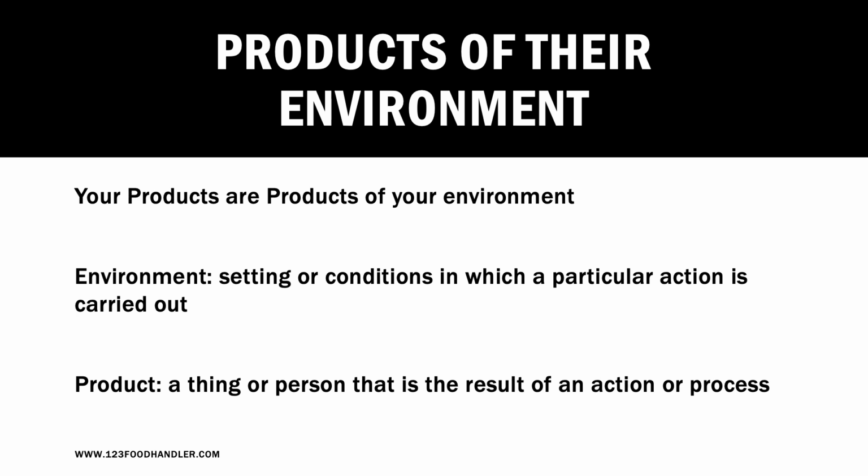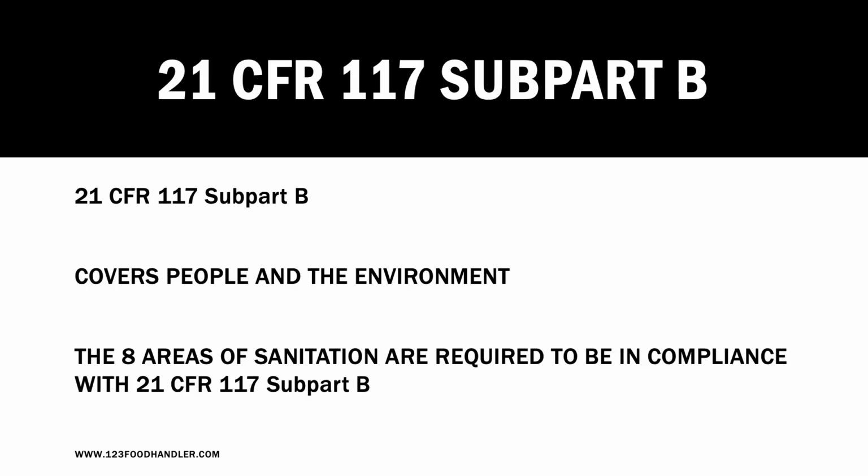In your case, processing is carried out in this environment. Processing of your products. What is a product? A product is a thing or a person that is the result of an action or a process. Your products are products of your environment. 21 CFR 117 Subpart B covers people and the environment. The 8 areas of sanitation are required to be in compliance with 21 CFR 117 Subpart B.